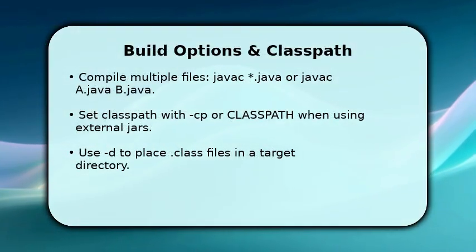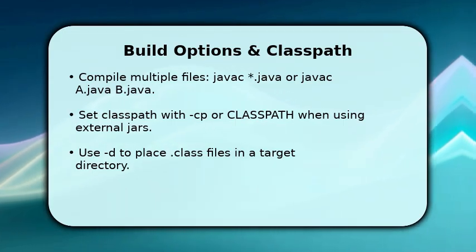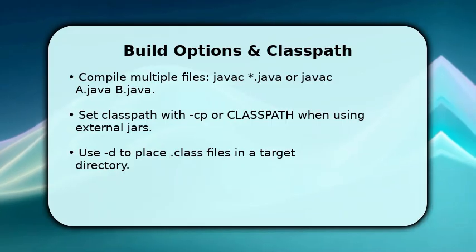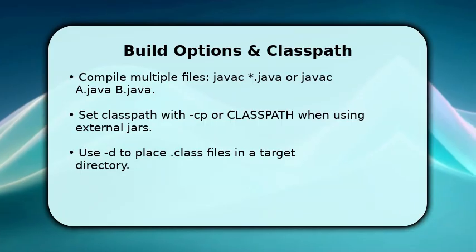To compile all sources, use javac *.java, that's faster for projects. When your code depends on external jars, include them with -cp lib/* or set classpath. This tells javac where to find reference classes.